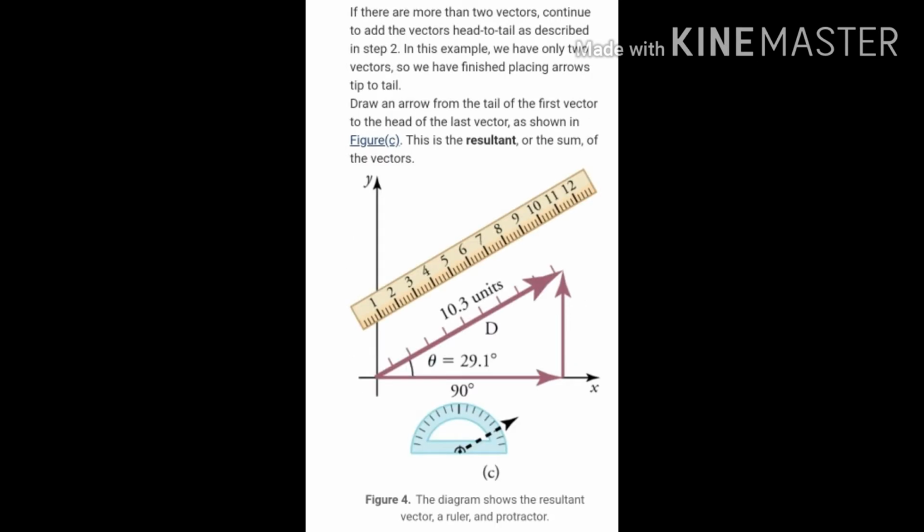If there are more than 2 vectors, continue to add the vectors head to tail as described in step 2. In this example, we have only 2 vectors, so we have finished placing the 2 arrows tip to tail. Draw an arrow from the tail of the first vector to the head of the last vector. This is the resultant, or the sum of the vectors.